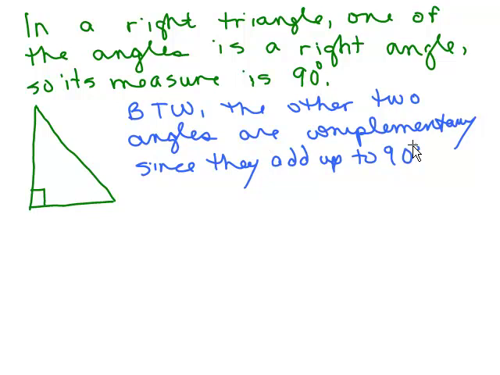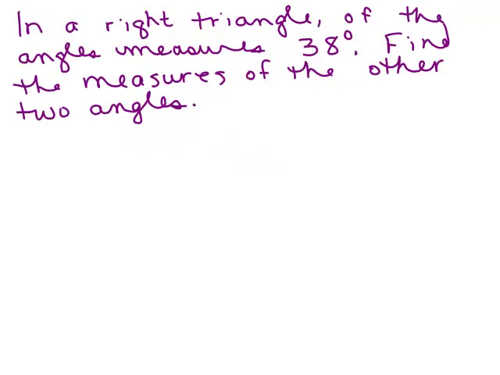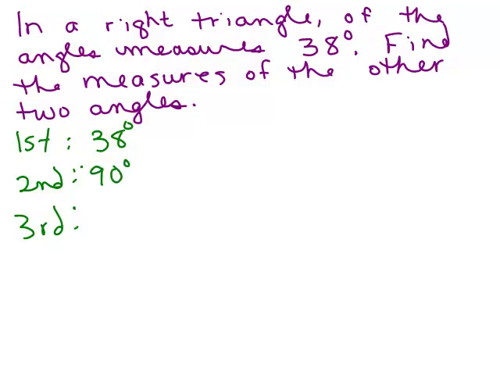So now let's just do a problem having to deal with a right triangle. So here's our problem. In a right triangle, one of the angles measures 38 degrees. Find the measures of the other 2 angles. Okay, this isn't so bad. We've got 3 angles, right? So we've got the first angle, the second angle, and the third angle. One of them's 38 degrees, they told us. All right, what else do we know about a right triangle? What is one of the measures of the other degrees? 90 degrees. That's the right angle. So all I need is my third angle, x.